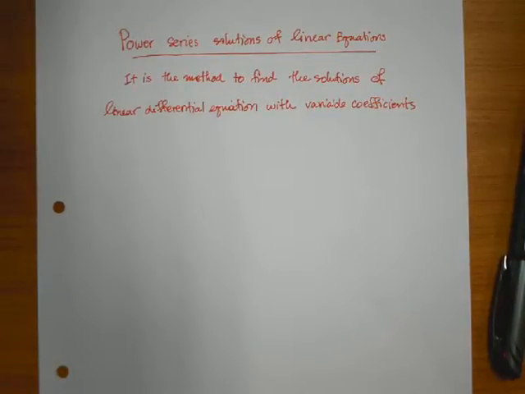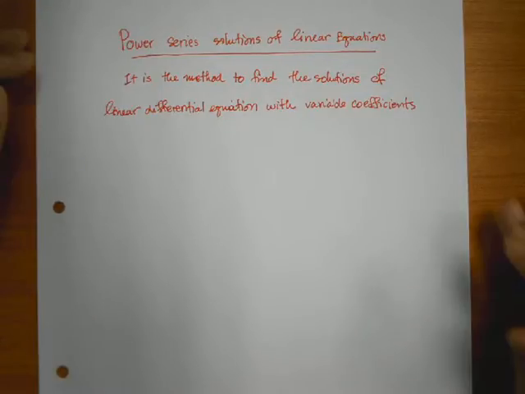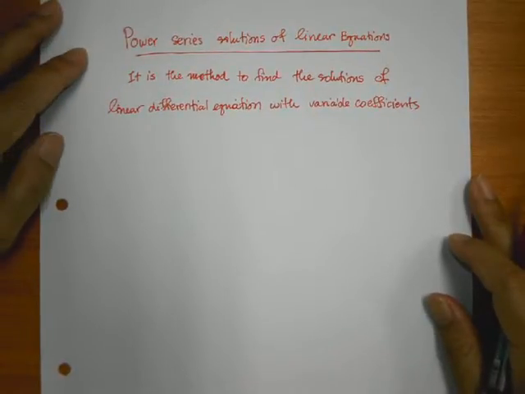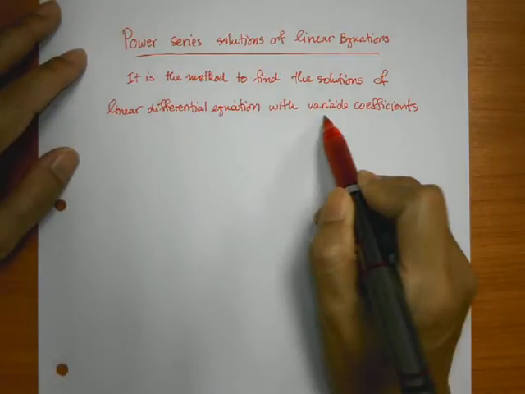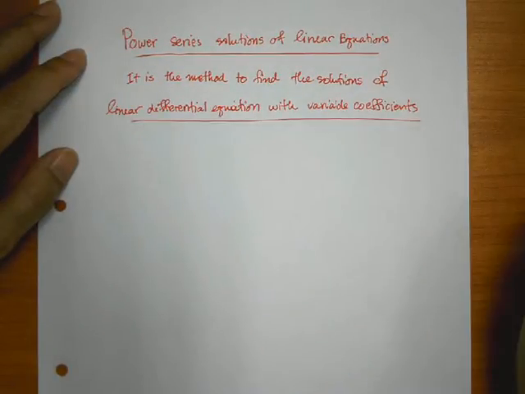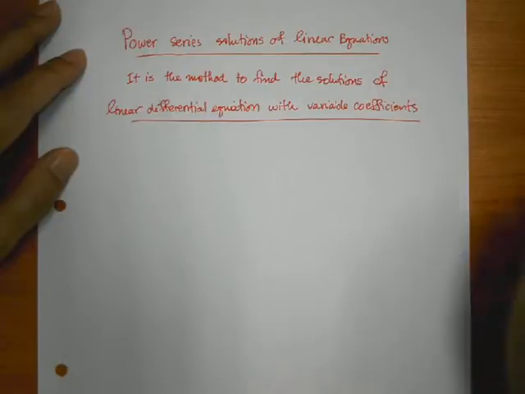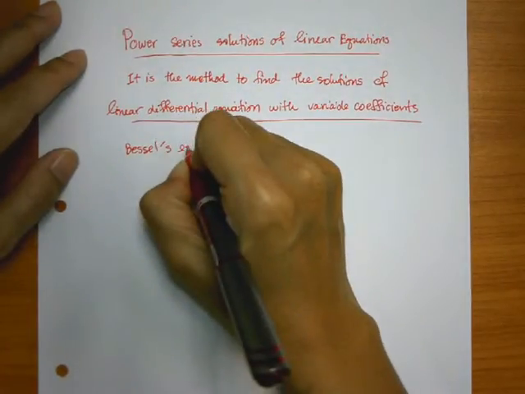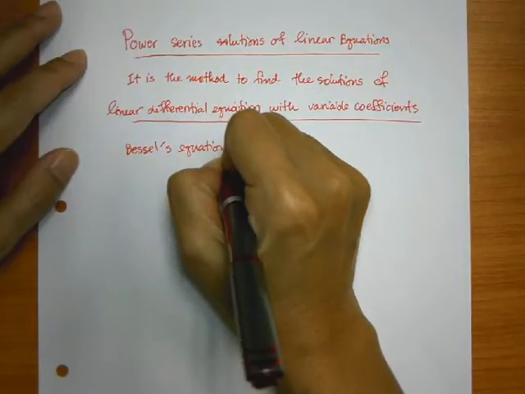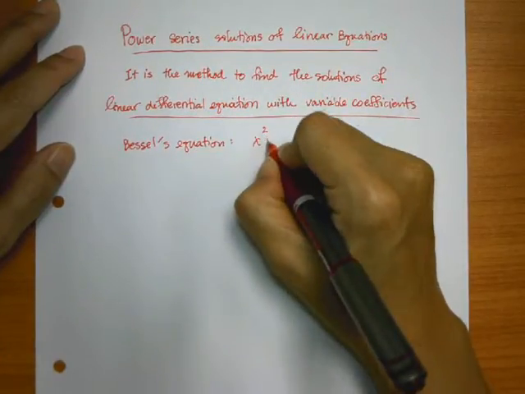So now what if we don't have constant coefficients? How can we find the solution of that type of differential equation? The way that we can do it is by using the power series method. Okay, let me give you an example of a linear differential equation with variable coefficients, such as the Bessel equation. The form of the Bessel equation is this way.